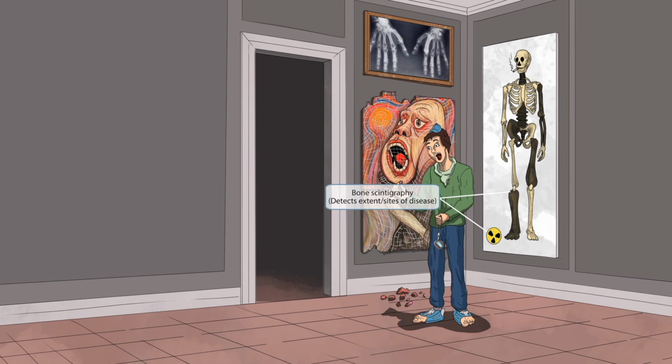Paget's disease tends to localize particularly to the head, pelvis, or long bones of the leg, and this localization helps differentiate it from other more systemic bone conditions like osteopetrosis. Imaging with a bone scan can help ascertain both the sites and extent of the disease.